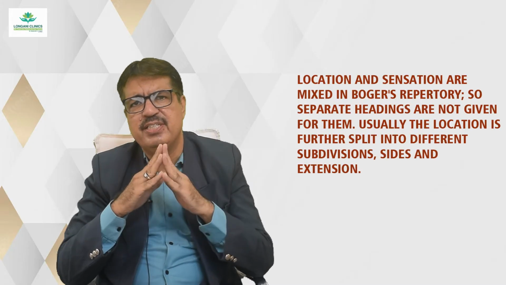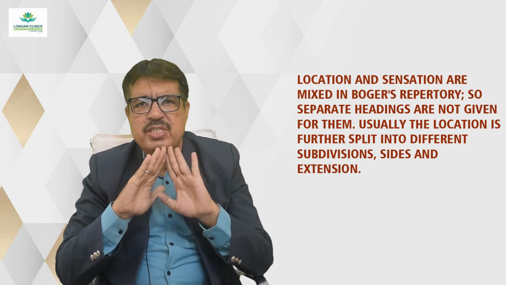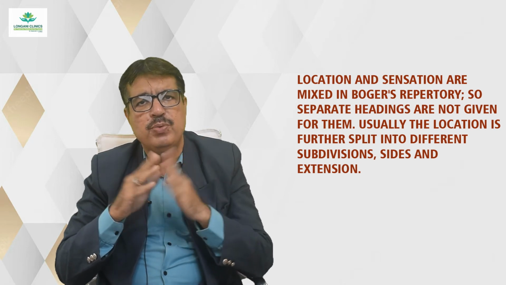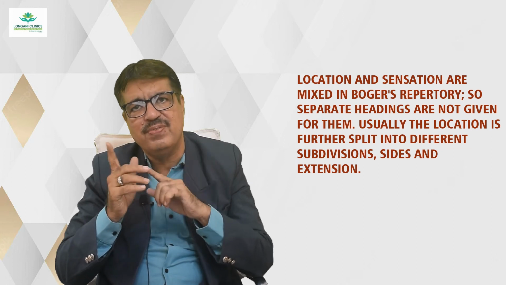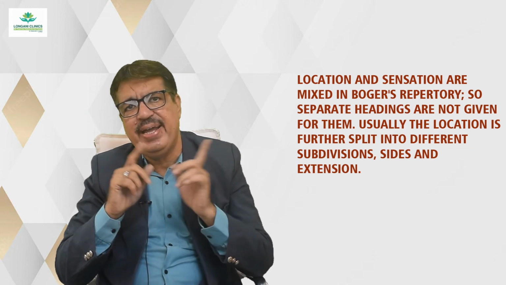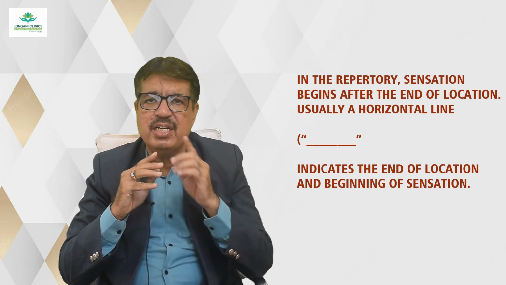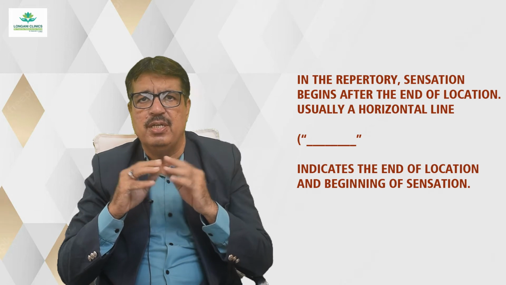Now we will see the first one, location and sensations. The location and sensations are mixed in BOGER's repertory. So, separate headings are not given for them. Usually, the location is further split into different subdivisions, sides and extension. This subsection of location is useful because it groups the medicines for the parts. In repertorization, if a rubric is selected for parts, these rubrics can be used in the repertory.